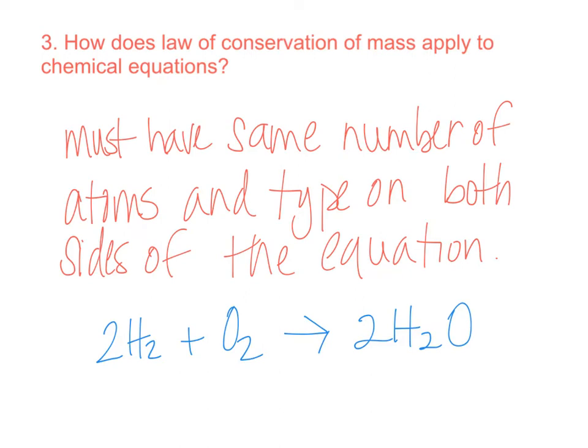Number 3, how does the law of conservation of mass apply to chemical equations? The reason it applies is that we must have the same number of atoms and the same type on both sides of the equation. So I use this same example. I have 2 times 2 is 4 hydrogen, 2 times 2 is 4 hydrogen, and then I have 2 oxygen, and then this 2 and that 2 is 2 oxygen on the other side. So that means the law of conservation of mass has been satisfied.